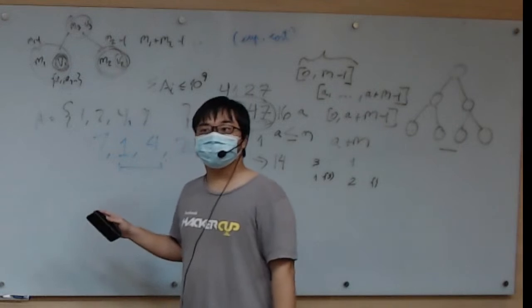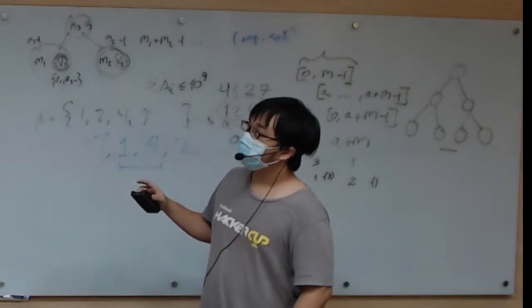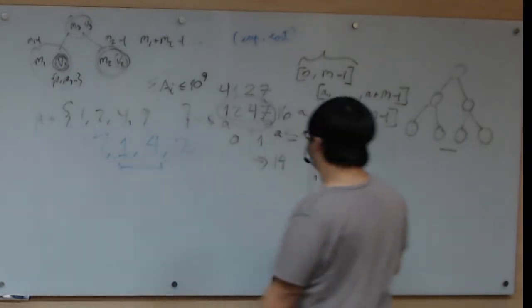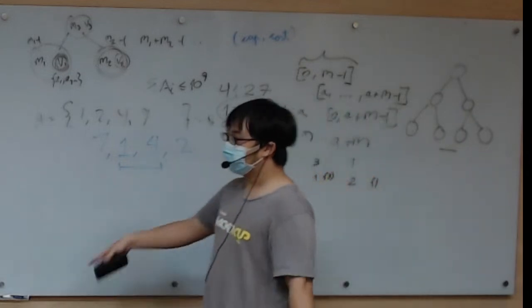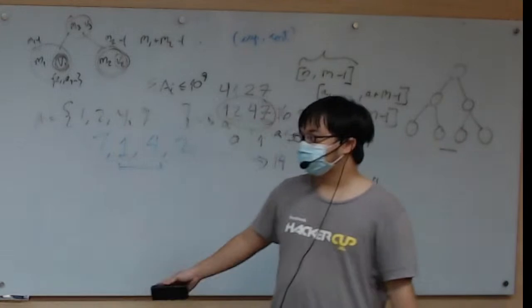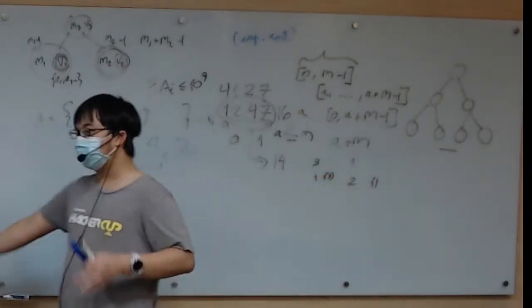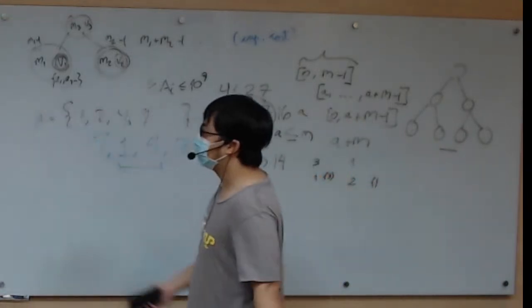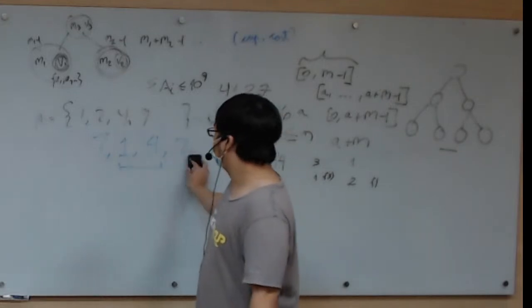Any question? Yeah, there are a couple of solutions, but what I use is this persistent segment tree to compute, between L and R, the sum of elements that are smaller than S.